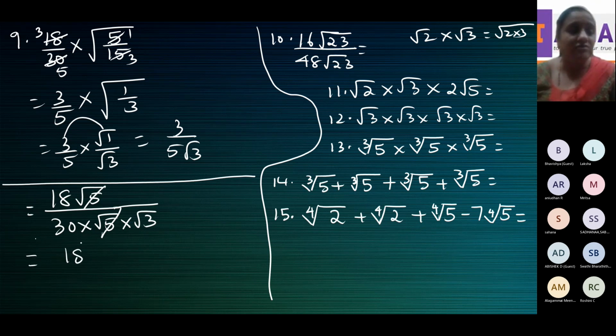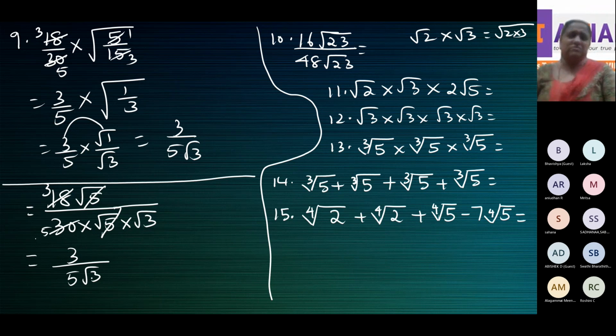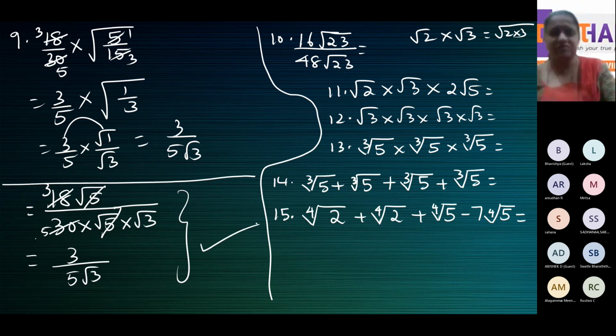Here also, 6 3s are 18, 6 5s are 30. So the result is 3 by 5 root 3. This is simpler. You can just break down root 15 as root 5 into root 3. So 3 by 5 root 3. Is it understood, children? You can go with this always. Split root 15 as root 5 into root 3. Yes or no, children? Understood? Yes, ma'am.